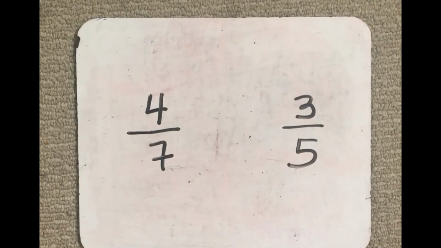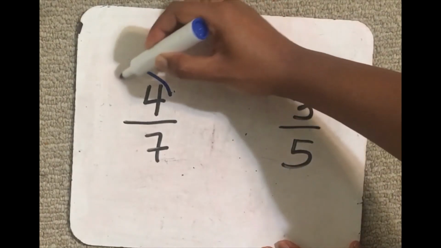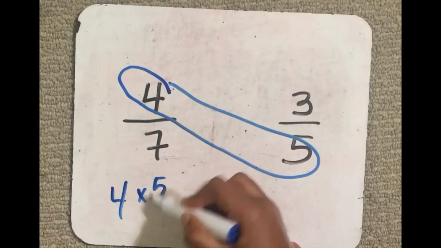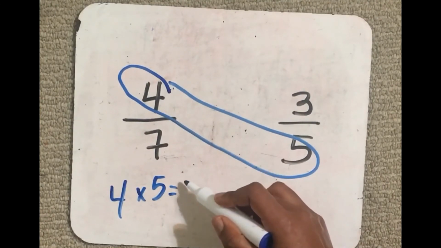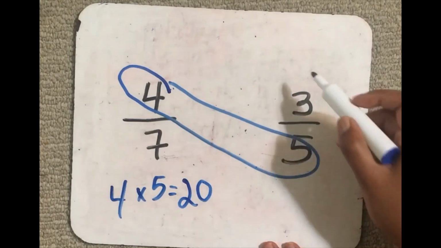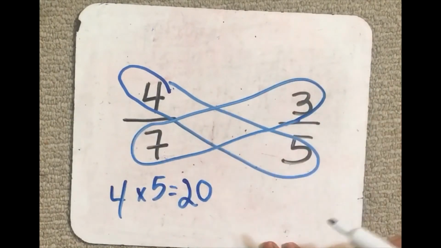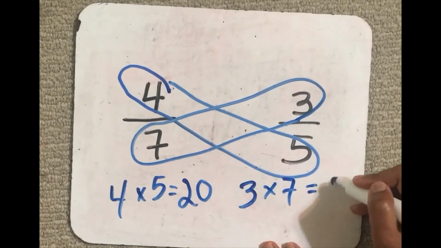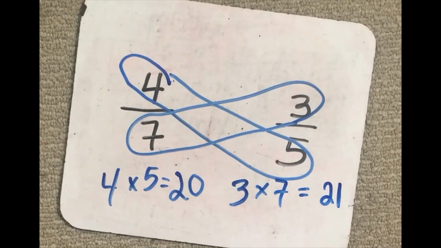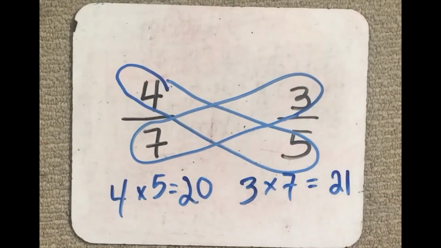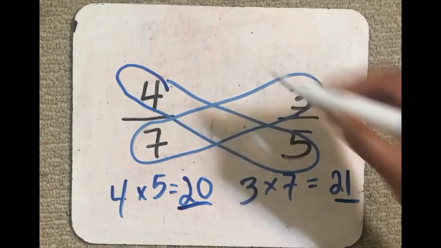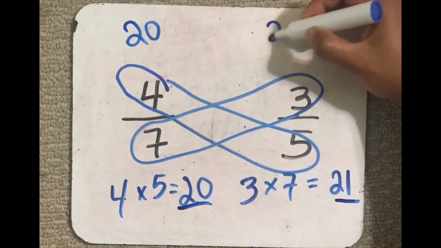So we're going to multiply 4 times 5 first. 4 multiplied by 5 is going to give us 20. Now let's multiply 3 times 7. 3 multiplied by 7 is 21. So now we're going to compare the two products or the two answers from each multiplication equation. We're comparing 20 to 21. So up here we're going to put 20 and here we're going to put 21.